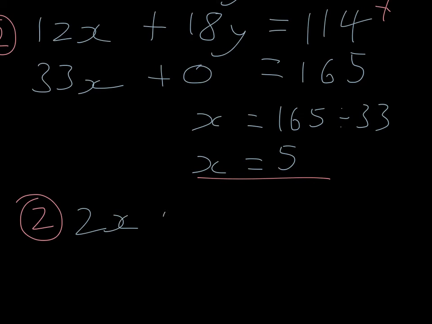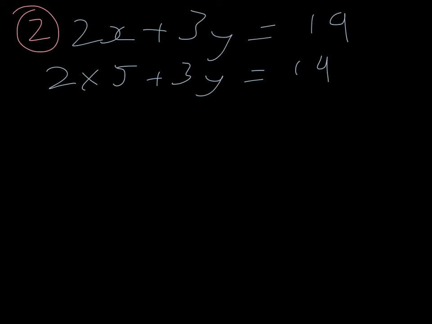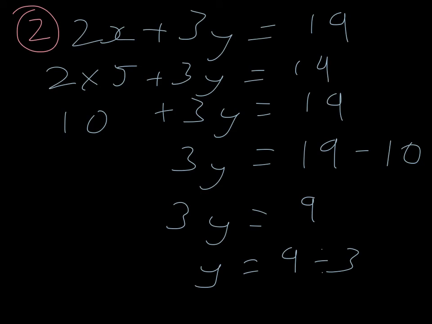2x plus 3y is equal to 19. Substituting this value of x equal to 5 into the equation, so 2 times 5 plus 3y equals 19. 2 5s are 10, plus 3y equals 19. 3y is equal to 19, take away 10, 3y equals 9, y equals 9 divided by 3, y equals 3.